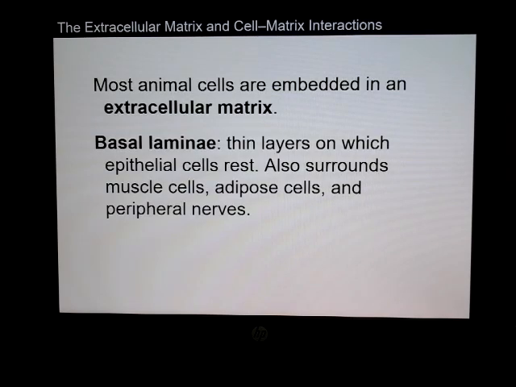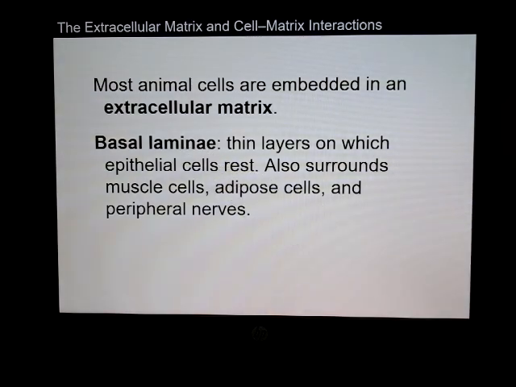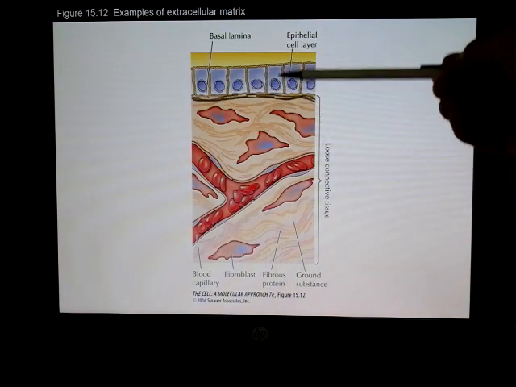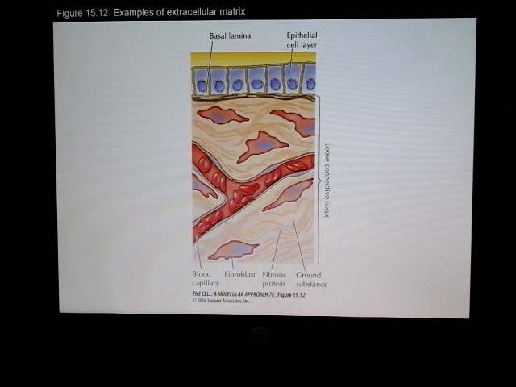Now, animal cells are embedded within an extracellular matrix. A very important part of that would be the basal lamina. These are thin layers on which epithelial cells rest. They can also surround muscle, adipose cells, and peripheral nerves. So here's your basal lamina up here, guys. Here's your epithelia here. They kind of stick right onto that.